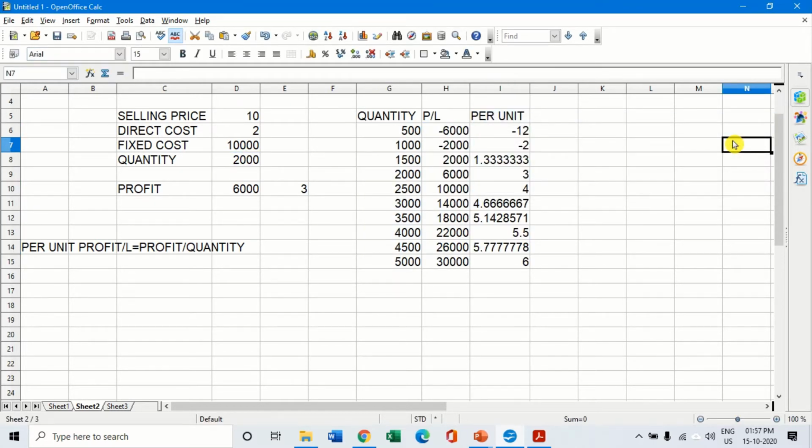So here you get the per quantity per unit profit or loss. If you make 500 as the quantity, then the loss will be minus 12 rupees per piece. If you make 1000, then it is going to be minus 2 rupees as the loss, and in all the other cases it is going to be a profit. So this way, using multiple formulas also you can do calculations.